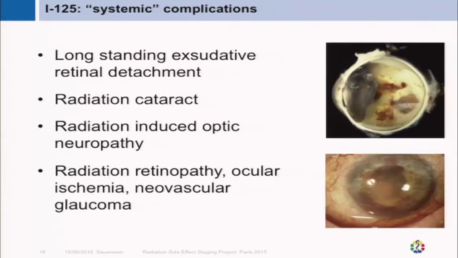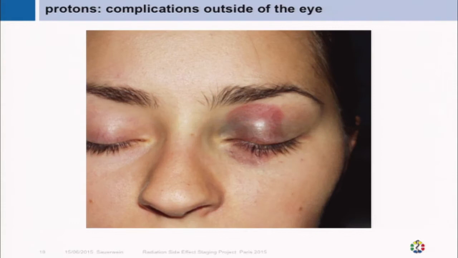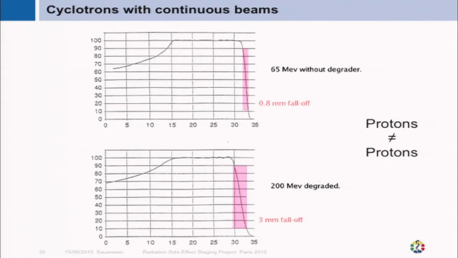On the other side, you may have systemic complications from iodine, because the volume that's irradiated is much larger. And if you look at protons, then you see less outside of the eye, even if the effect on the tumor is always the same. Let me also say something on protons.